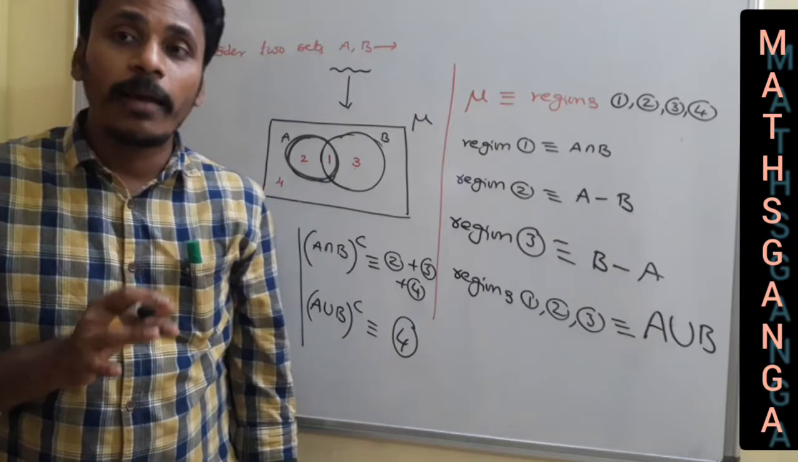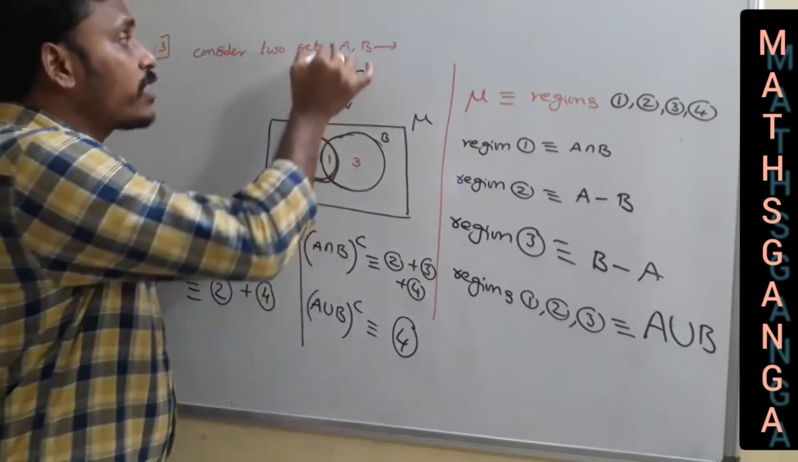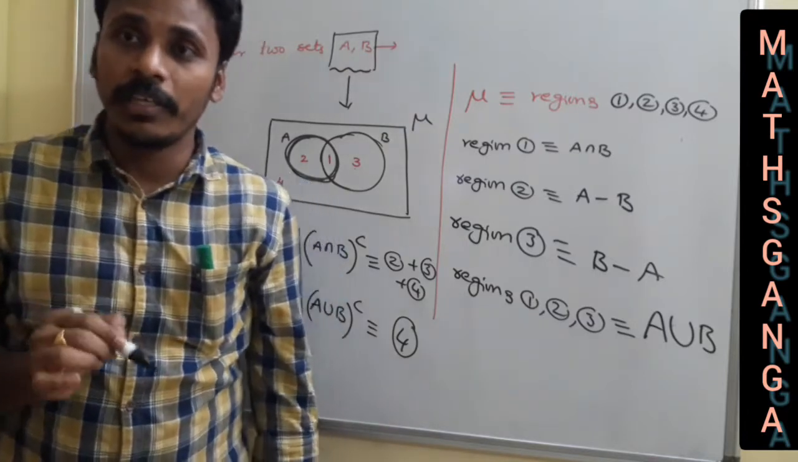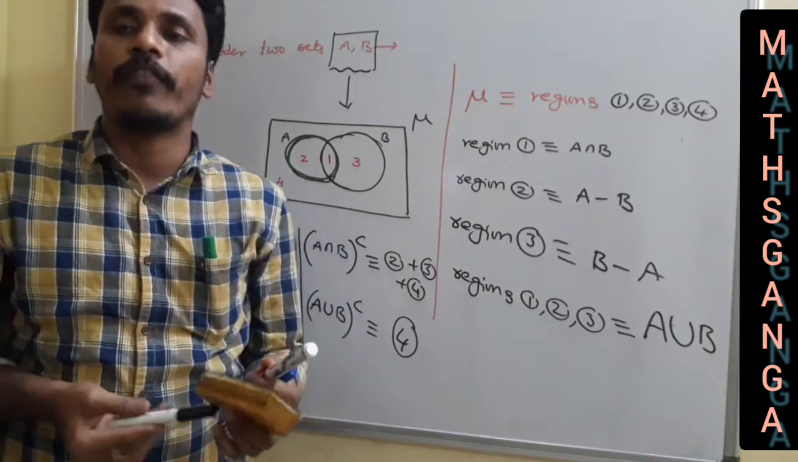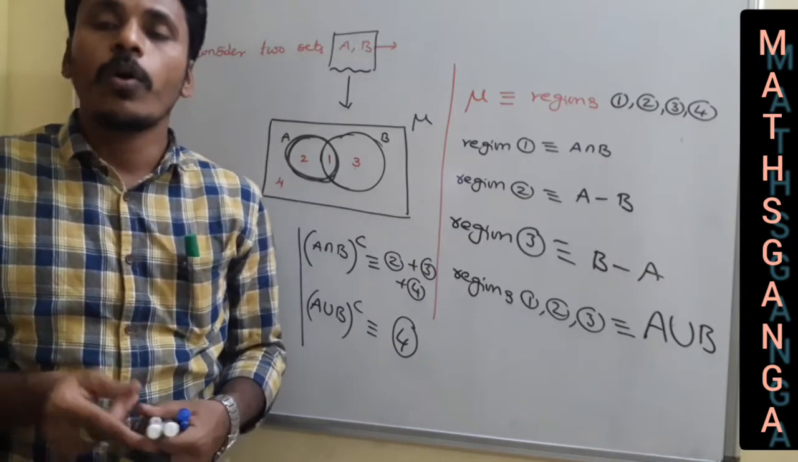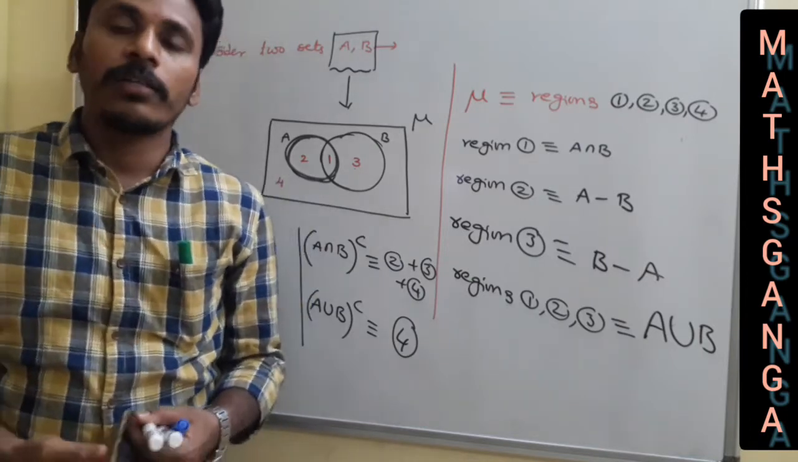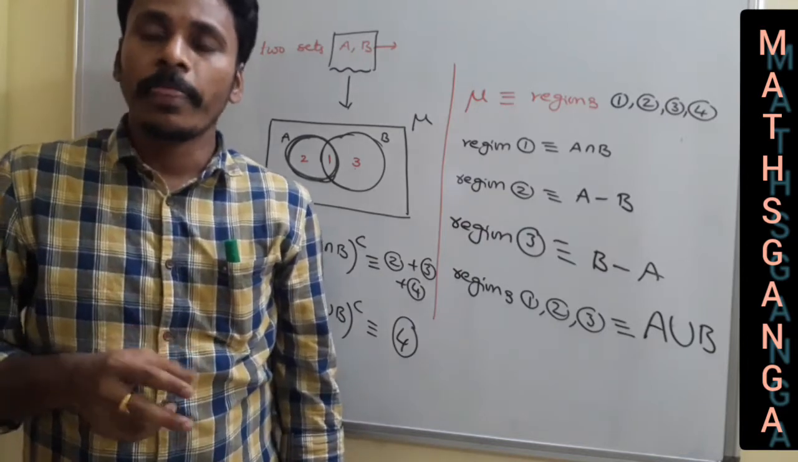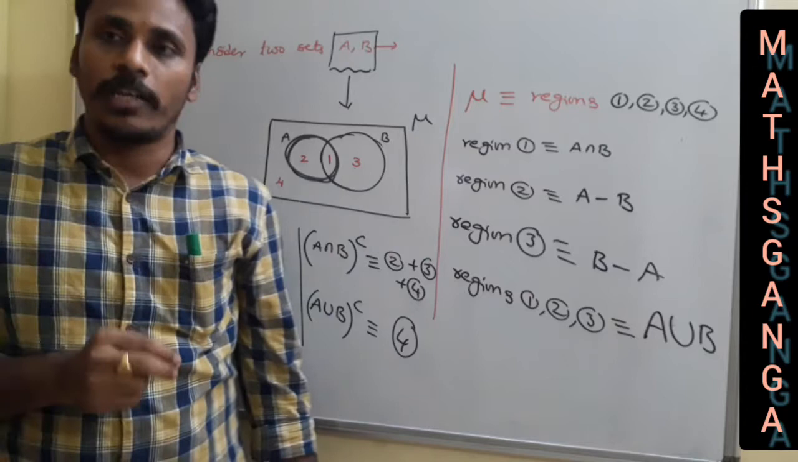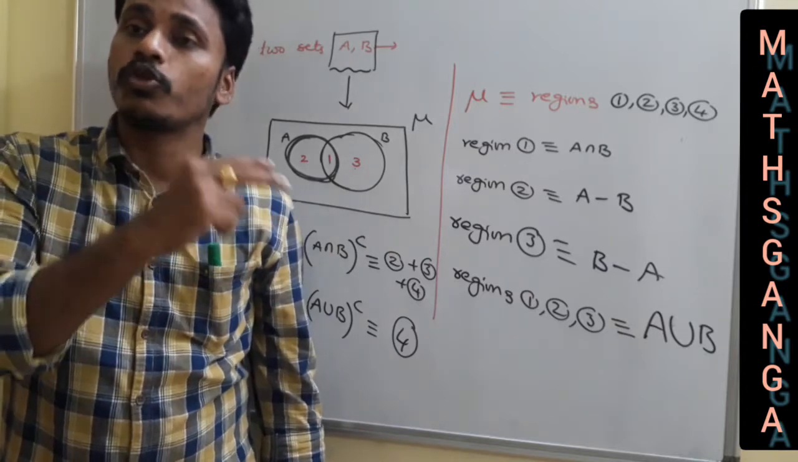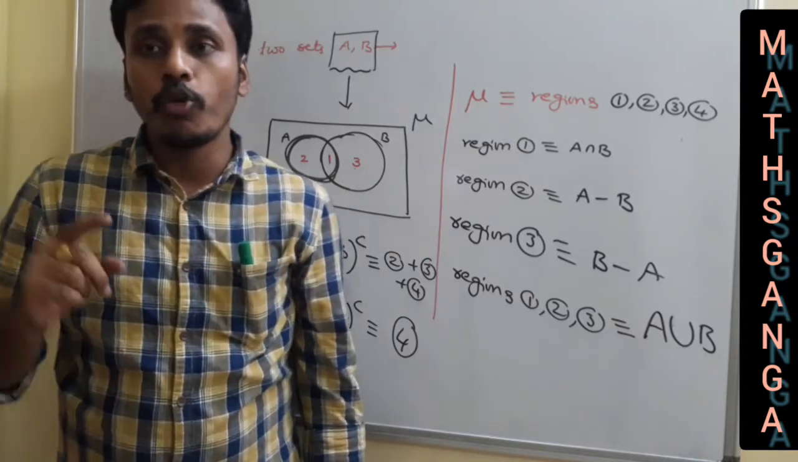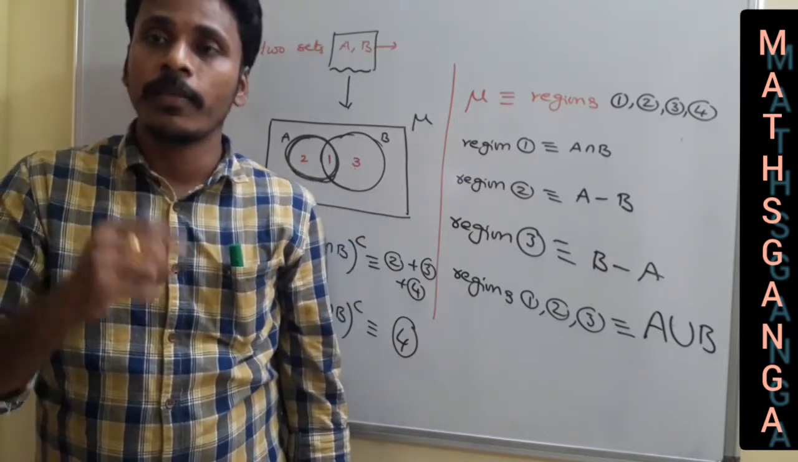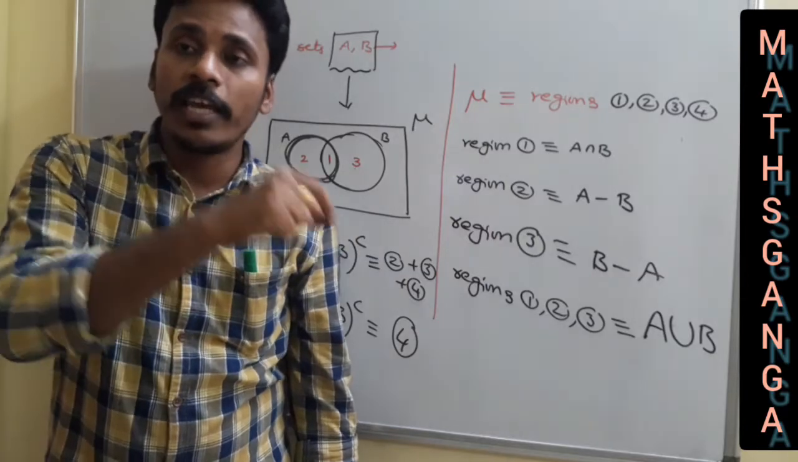At the end, what I conclude is, if you consider any two sets A, B, there exist only 4 different regions. Why only 4? Why not 3? Why not 5? Because any element has only 4 chances. Related to A, it has 2 chances: in A, not in A. Related to B, it has 2 chances: in B, not in B. Combined, it has 4 chances. Those 4 chances are: in A, not in B.